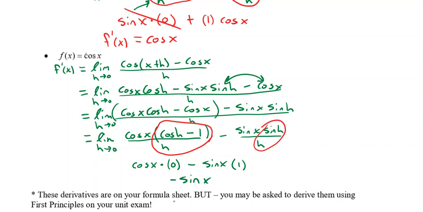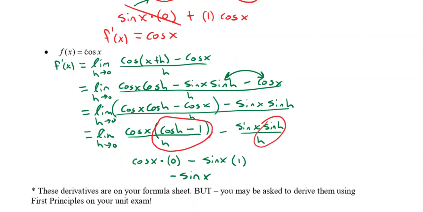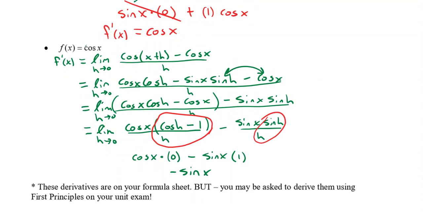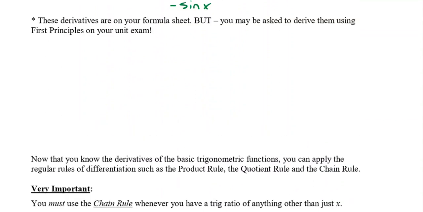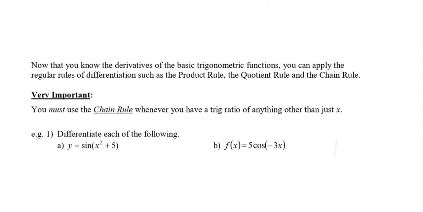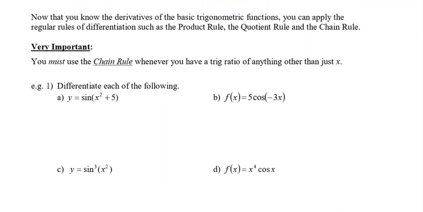So these derivatives are on your formula sheet, but you may be asked to do this, pretty much exactly what I just did there, on your exam. So you are responsible for being able to do the same thing I just did there. Okay. So yeah, these are on your formula sheet too. Make sure you find them and know where they're at. Okay, so that's kind of the main idea behind finding the derivatives of sine and cos.